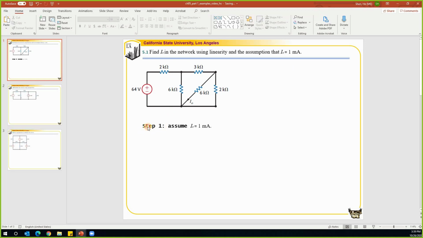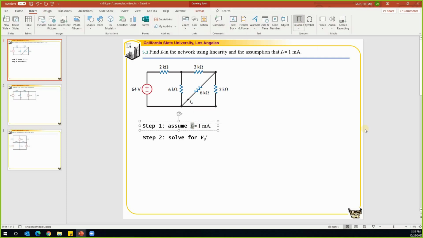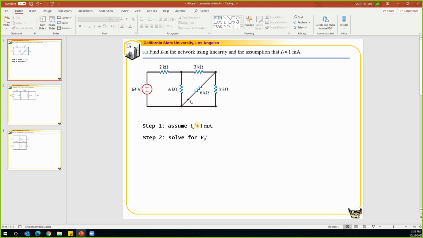By assuming that, we'll be able to solve for the source, solve for Vs prime. Since we assume the I/O, this is not the actual I/O, so let's call it I/O prime. This is the current I/O prime, and we're going to find Vs prime. Vs prime is the voltage here in place of the voltage source. Let's see how we do that.